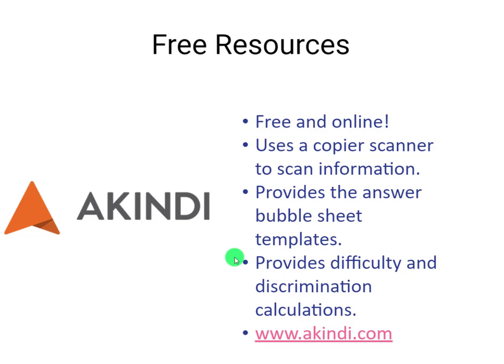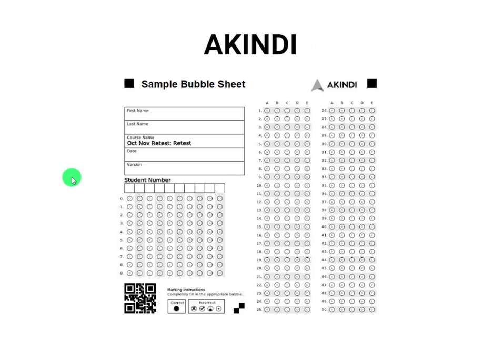And then to grade it, you basically scan them in either through a copier or through a scanner at home and upload them as one giant PDF into the system, and it automatically grades them and provides difficulty and discrimination calculations for each one of your questions. So it's really, really kind of nice. This is what the sample bubble sheet looks like.